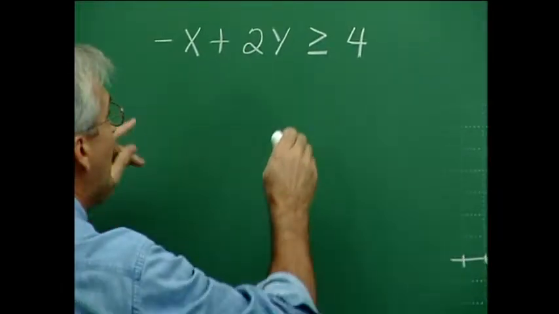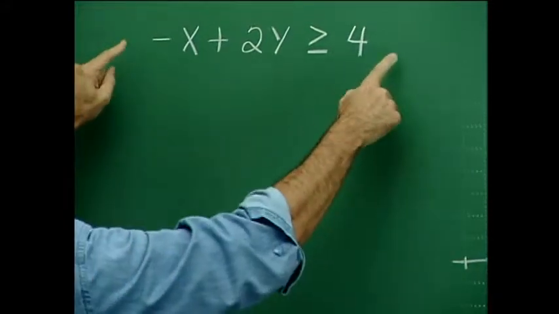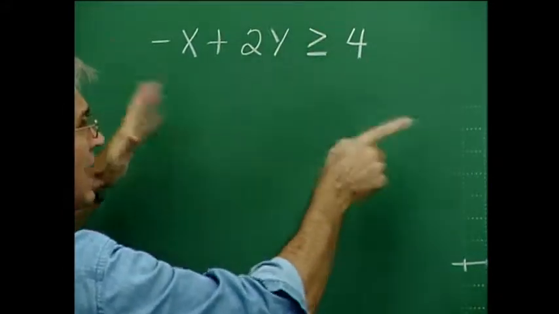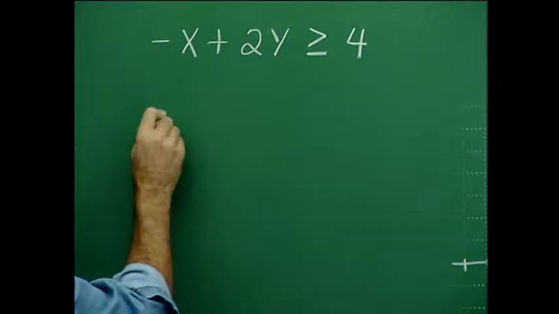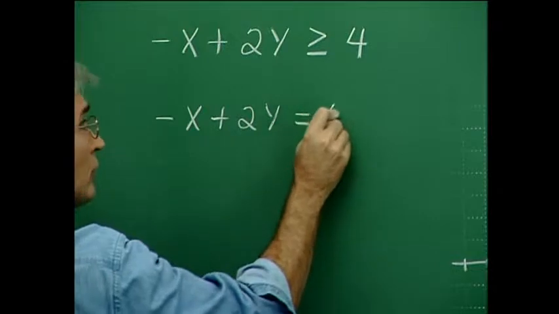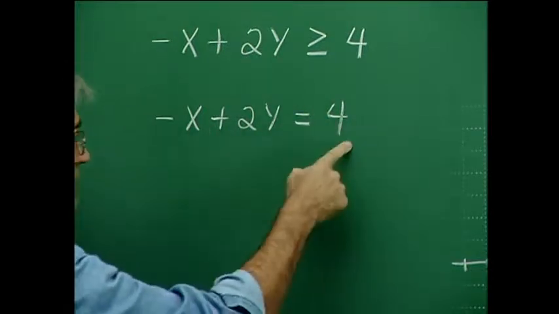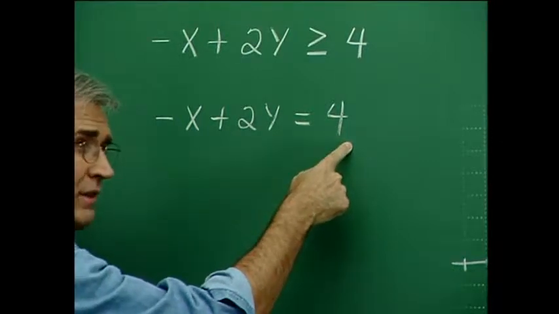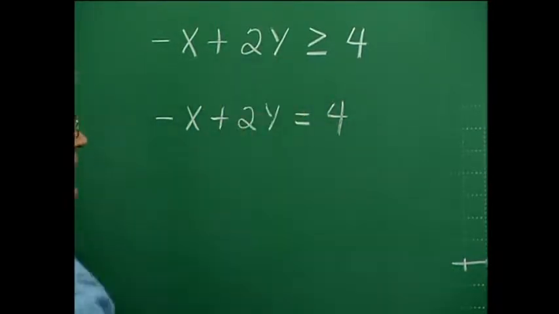We begin by writing the related equation. An equation related to this is simply take the inequality and write the equation. That is, write minus x plus 2y is equal to 4. Now the graph of this equation is a line, and it turns out that that line is the border of the solution region for the inequality.